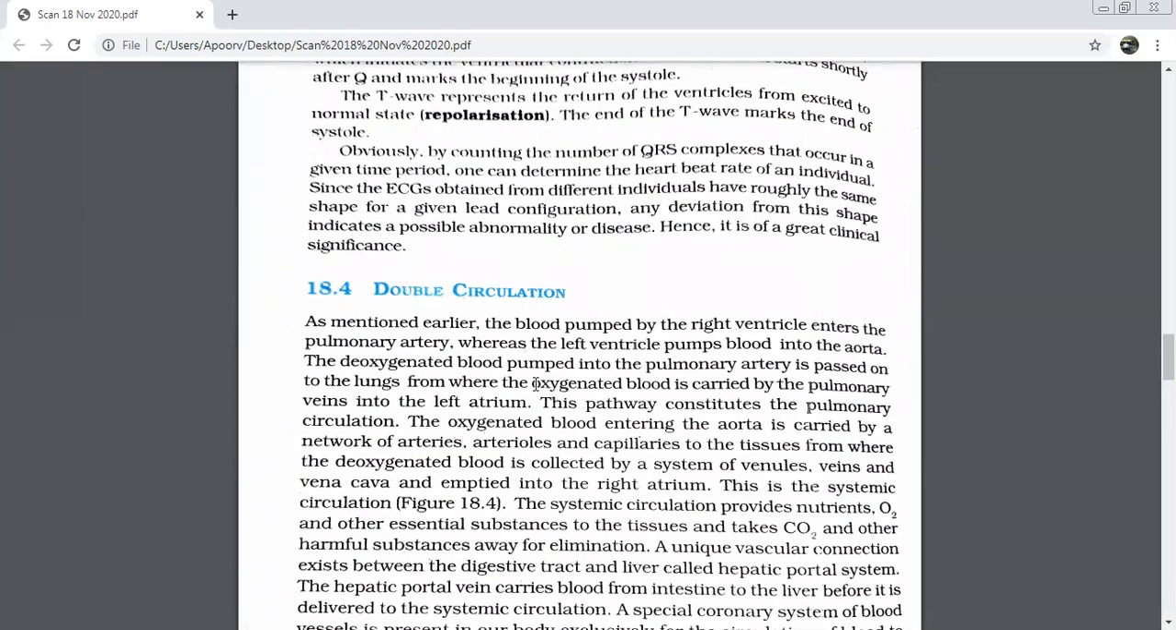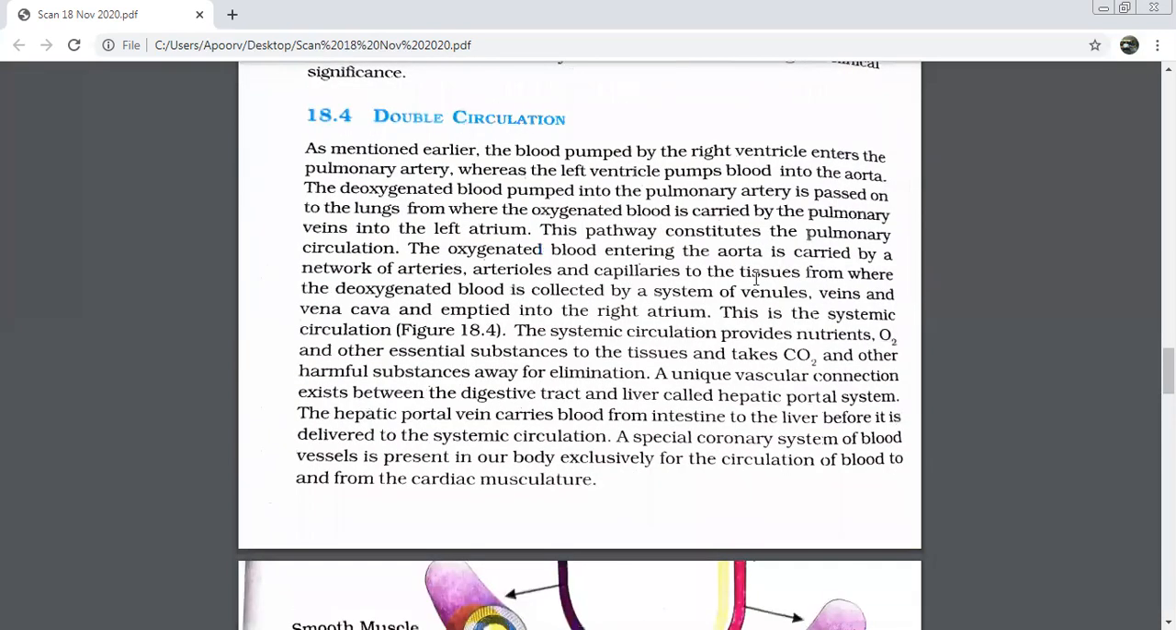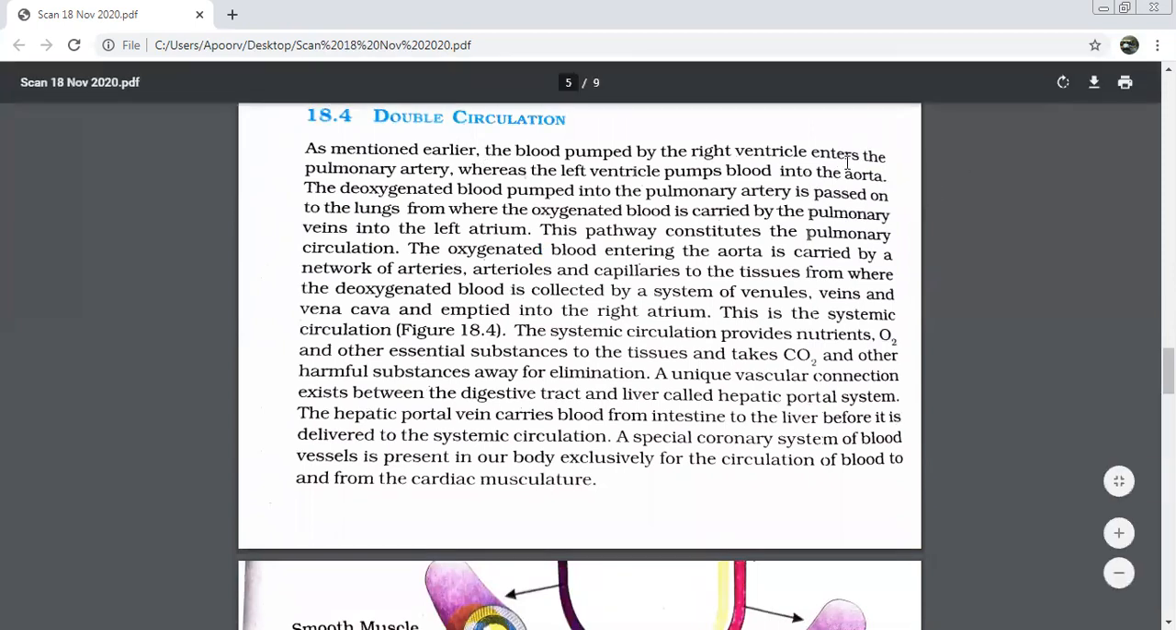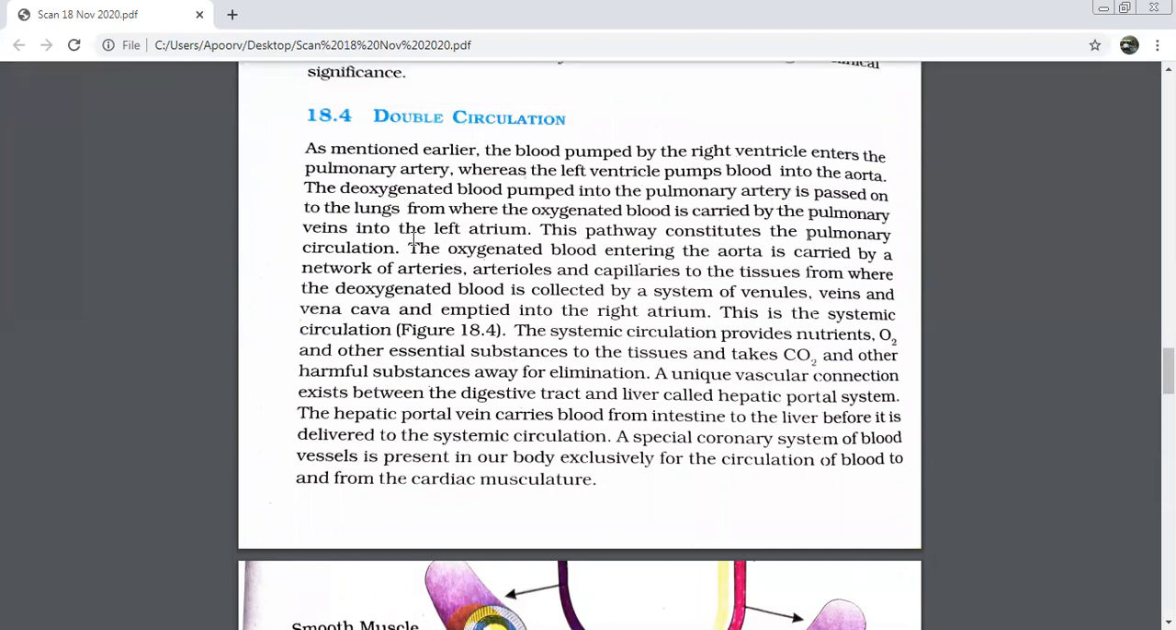We just said that the blood pumped by the right ventricle enters the pulmonary artery and the left ventricle will pump blood into the aorta. You know that all the deoxygenated blood is passed on to the lungs. Obviously, in the lungs, it will get oxygenated and then the pulmonary veins will carry it. So this is pulmonary circulation.